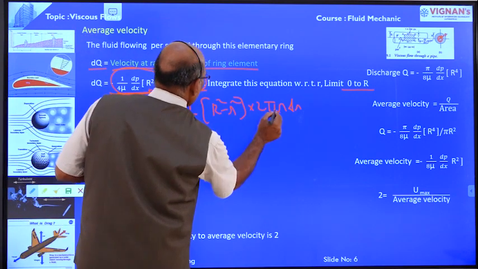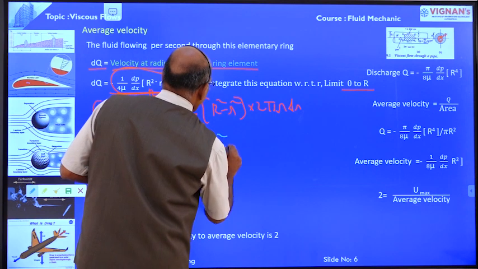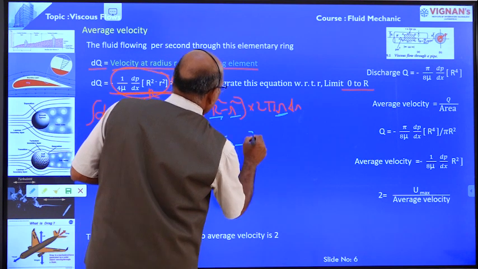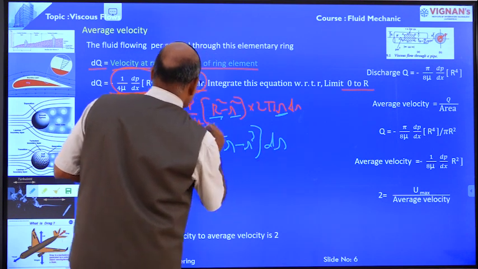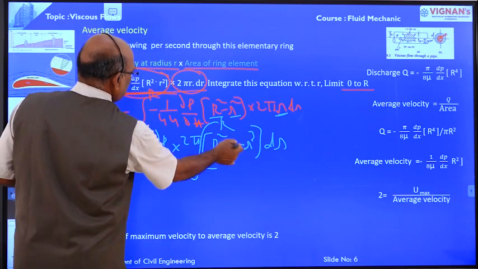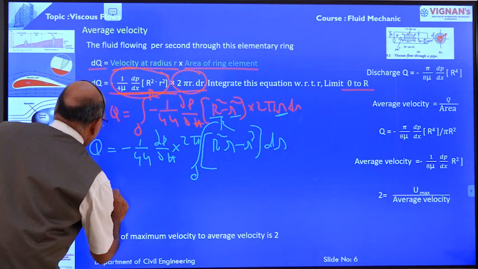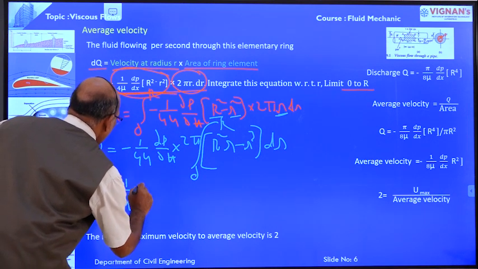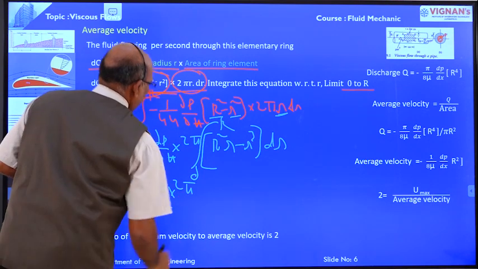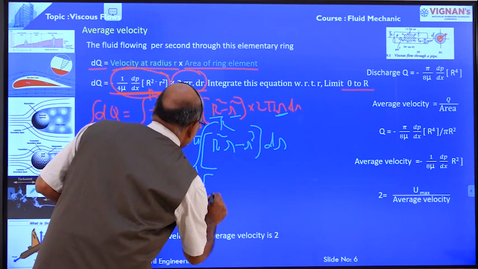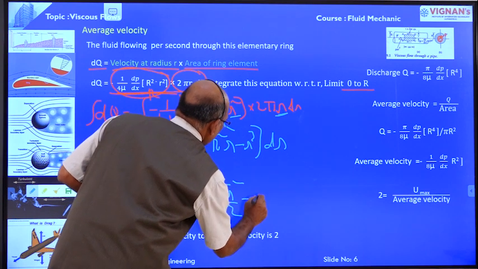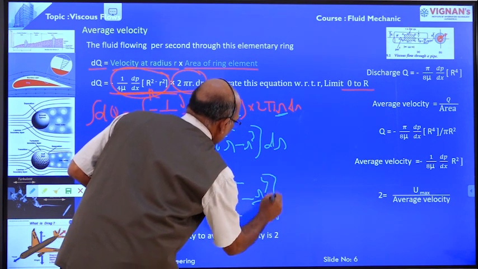This is equal to r square into r into r square, which is nothing but r cube dr. This is the integral from 0 to r. Right, now integrate with respect to r. This is equal to minus 1 by 4 mu into dou p by dou x into 2 pi. Integrate with respect to r: r square by 2 minus r power 4 by 4, from 0 to r.